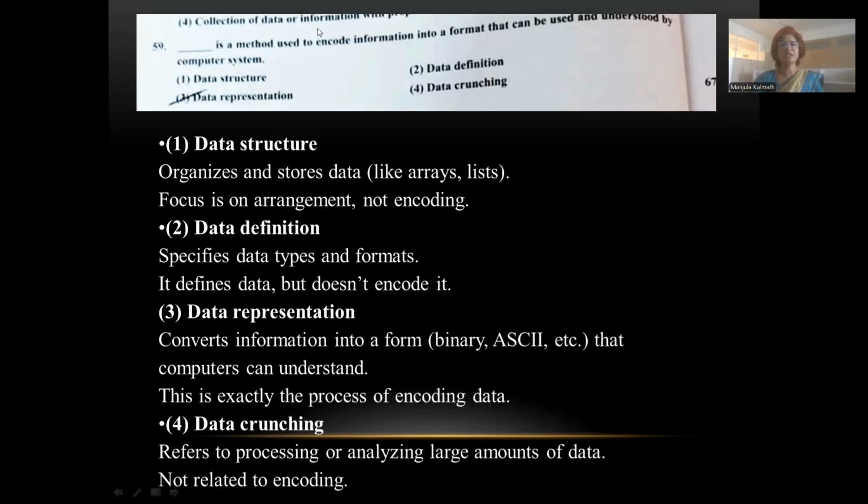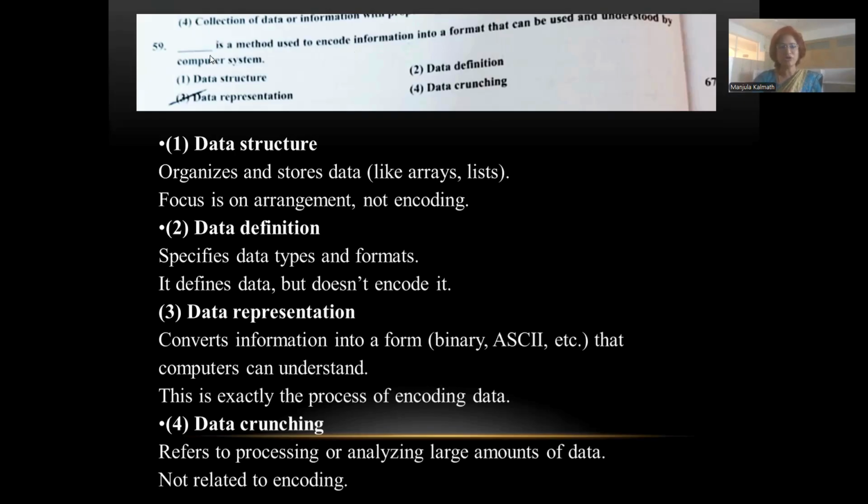The next question: dash is the method used to encode information into a format that can be used and understood by the computer system. So here we have a user language, it is a high level language, common English language, whereas the computer language is binary, 0s as well as 1s. So the encoding is nothing but converting high level language to the respective machine level language. That conversion is called encoding.